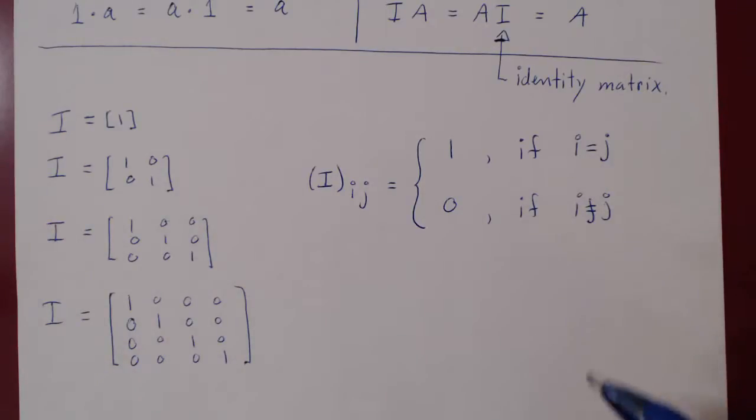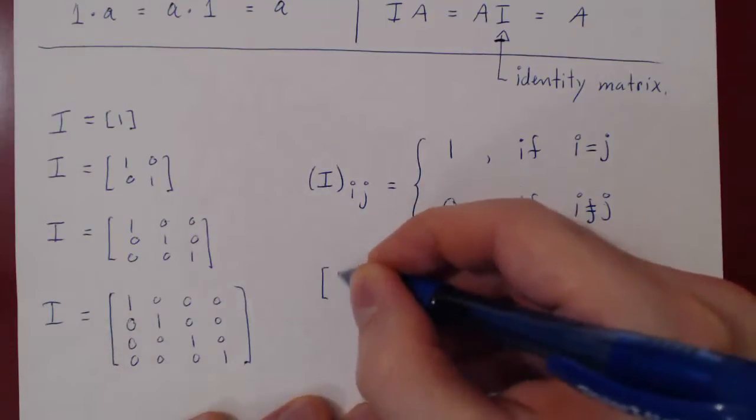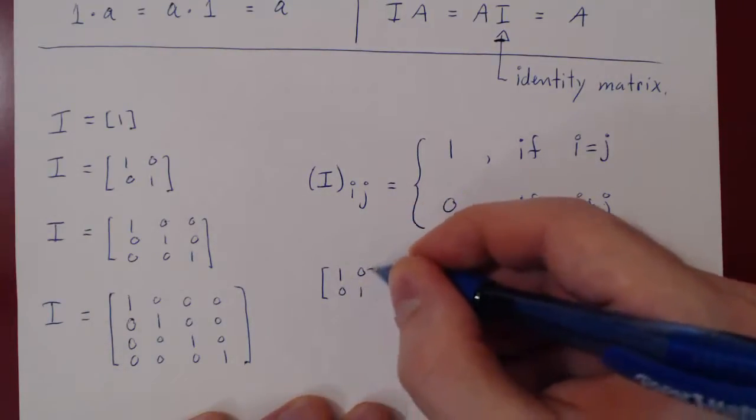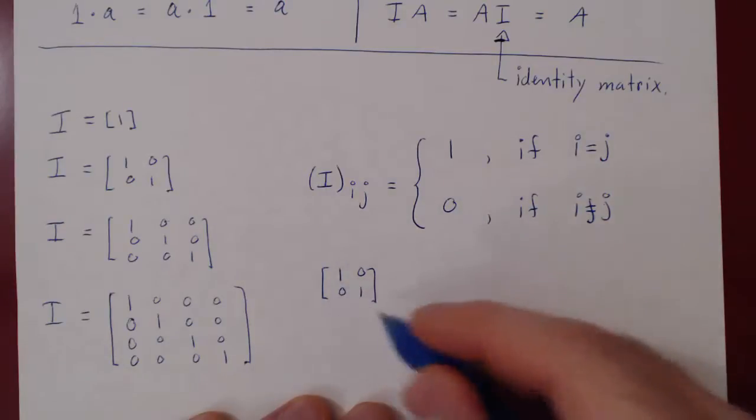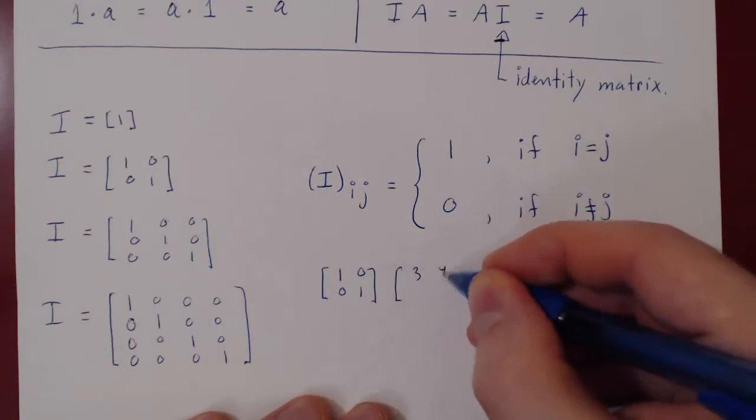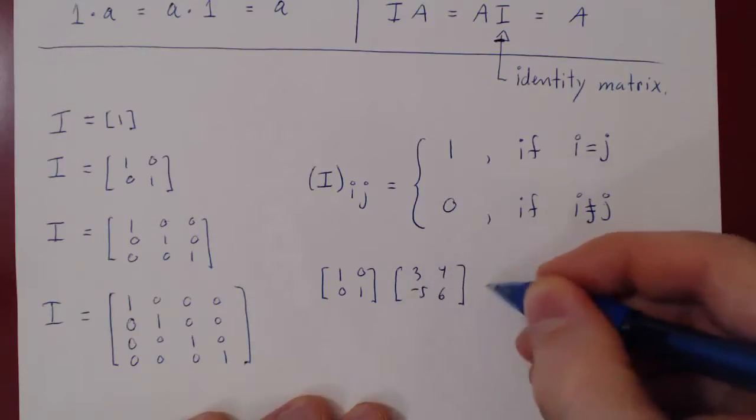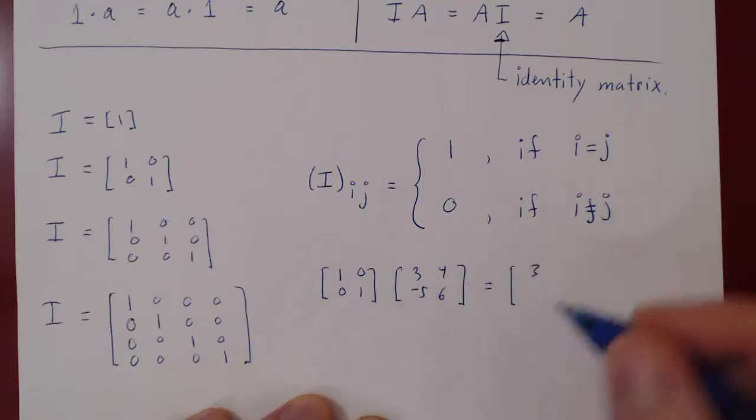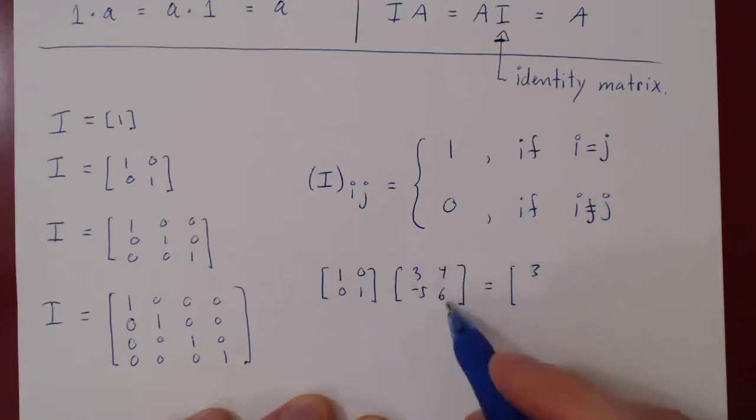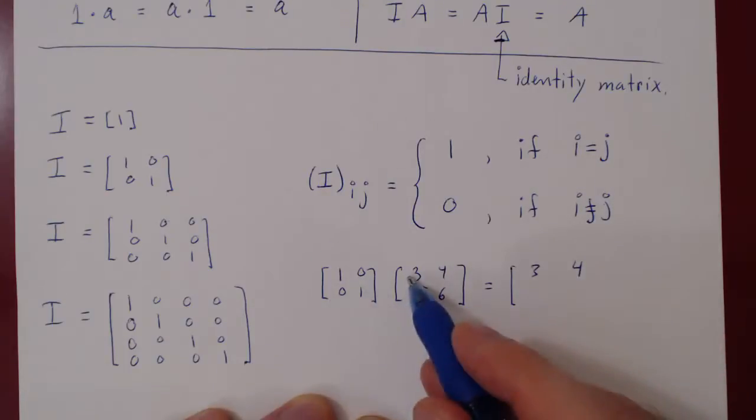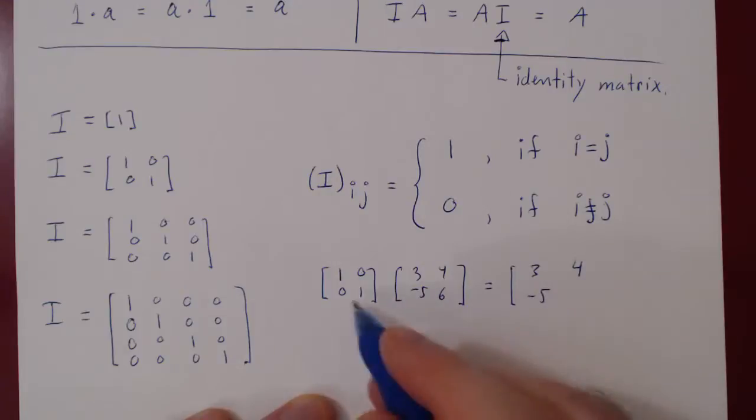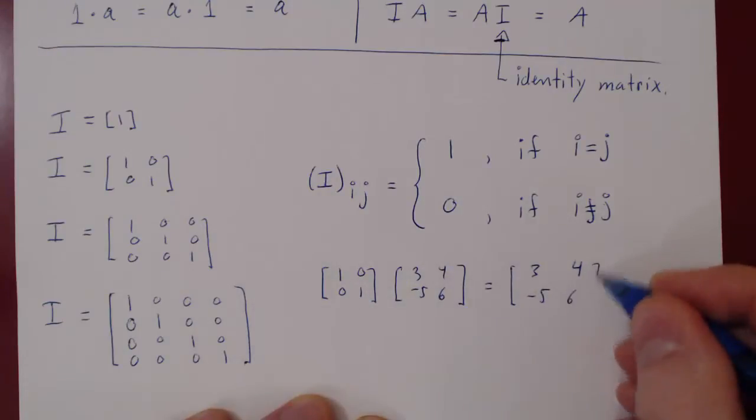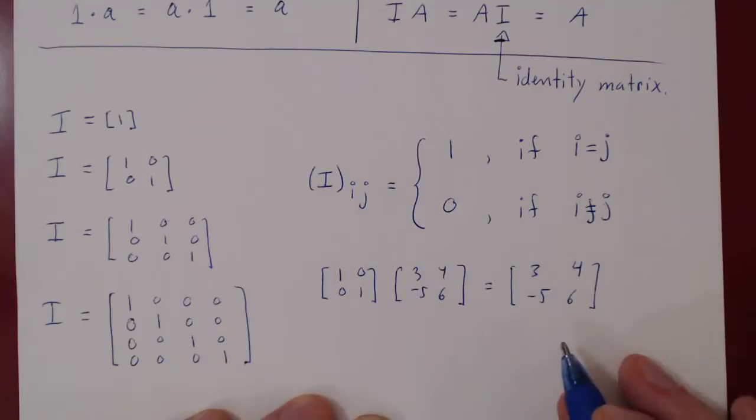Let me show you a simple example of a 2 by 2 matrix, and then later on we'll prove that this works for any square matrix A. So take the 2 by 2 I matrix, 1, 0, 0, 1, times the matrix 3, 4, negative 5, 6. Well, we'll have 1 times 3, 3, plus 0, so it's just 3. 1 times 4, 4, plus 0, 4. 0 minus 5, minus 5. 0 plus 6, plus 6. And you get back, of course, the exact same matrix.